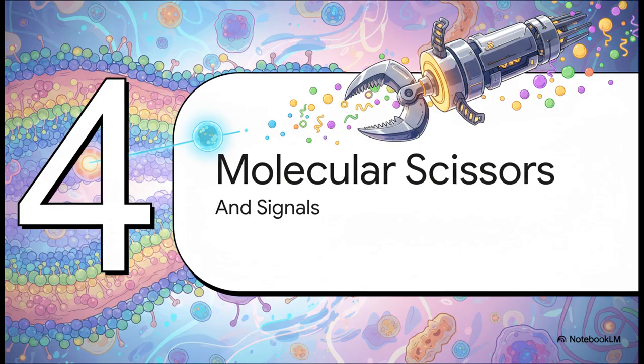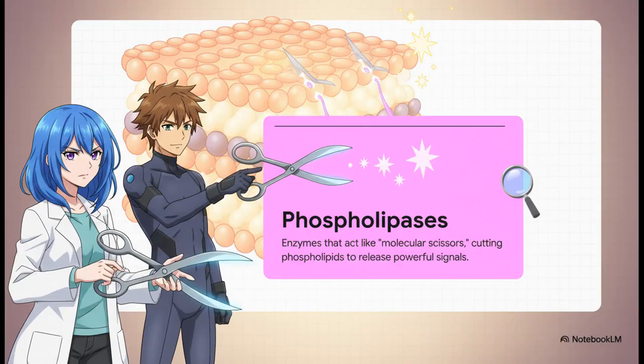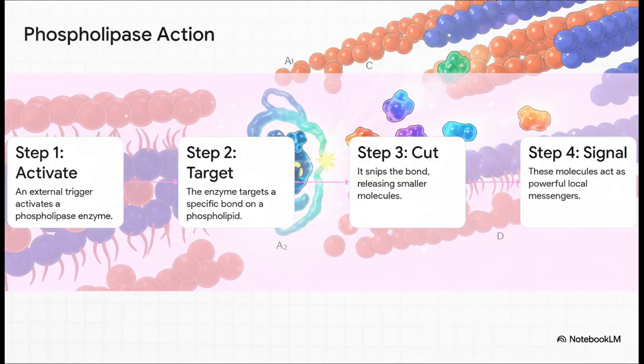So how do we unlock those messages? How does a cell get a signal from its outer membrane into the interior to tell it what to do next? Well, it uses a really precise and elegant tool. Everybody meet the phospholipases. These are special enzymes that act like a tiny pair of molecular scissors. Their whole job is to find a specific phospholipid in that membrane and make a super precise cut, which releases a smaller molecule that then acts as a powerful, localized signal. The whole process is just so elegant and precise.